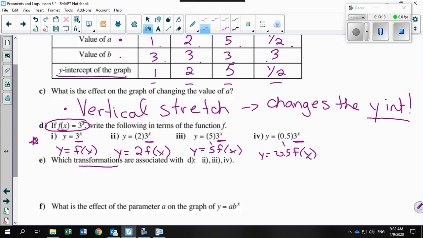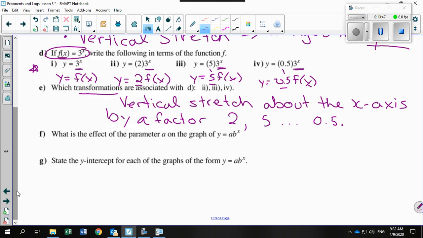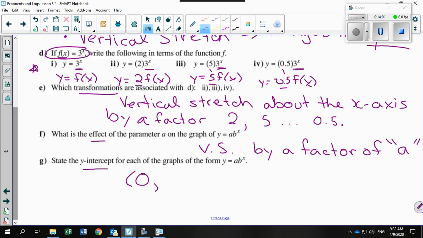Obviously, with our transformations, we have a vertical stretch about the x-axis by a factor. Remember, what we see is what we did. So our factor was 2, 5, and 0.5. Those were the values that we had as a. Okay, so if we want to talk about what the effect of the parameter is, it's our vertical stretch by a factor of a. And that is it. Our y-intercept will now always be (0, a) unless we horizontally or vertically translate it, which we'll get into further.